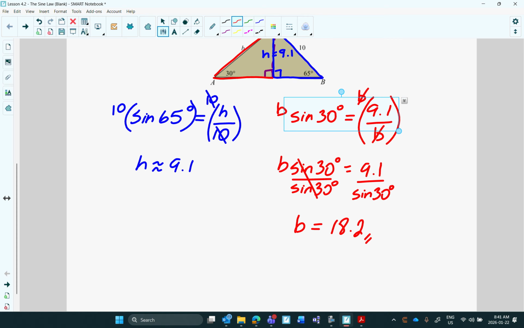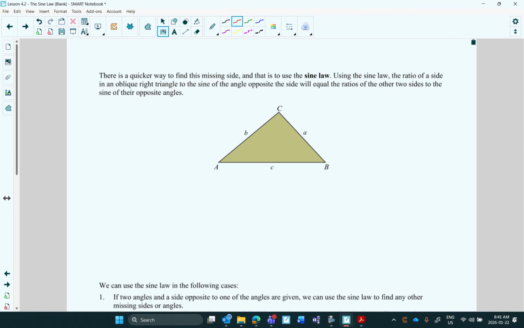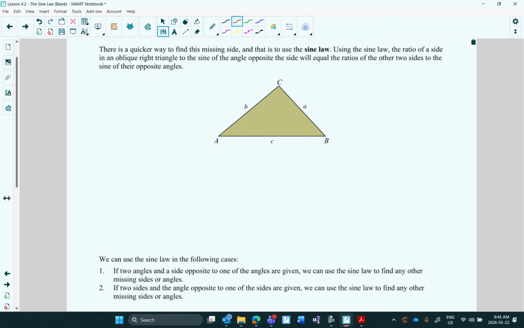At the end of this lesson in your notes, I've given a proof of the sine law, like where the formula comes from. You don't need to worry about it, but I always like to add where it comes from. Essentially, this is what the sine law looks like. Here we have this non-right, oblique triangle again, and I've labeled the angles capital A, B, C, and the sides little a, little b, little c.